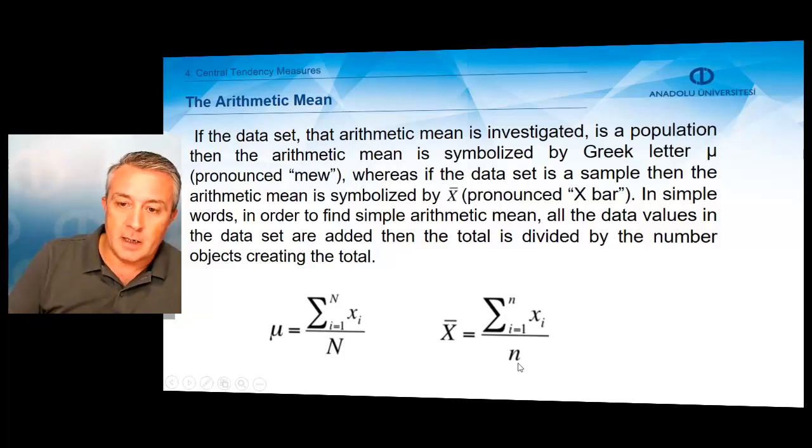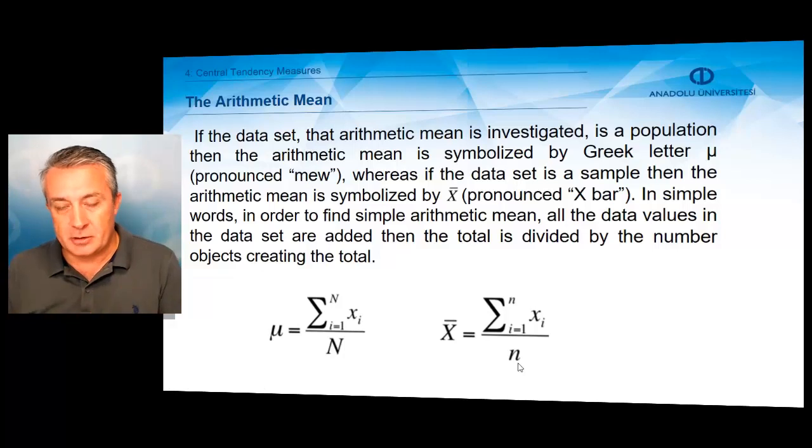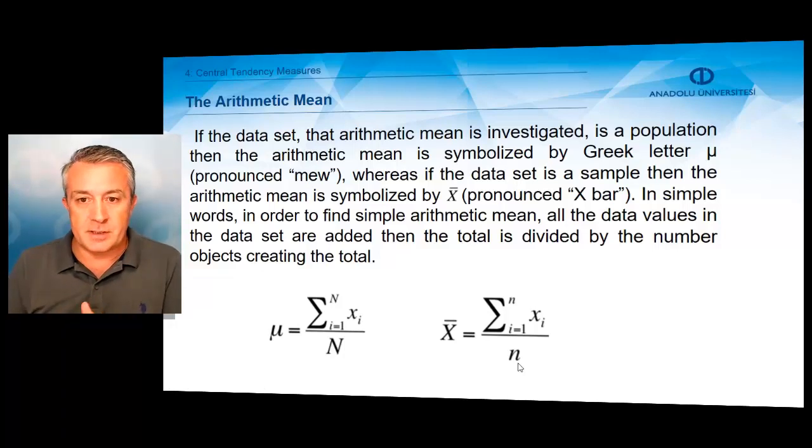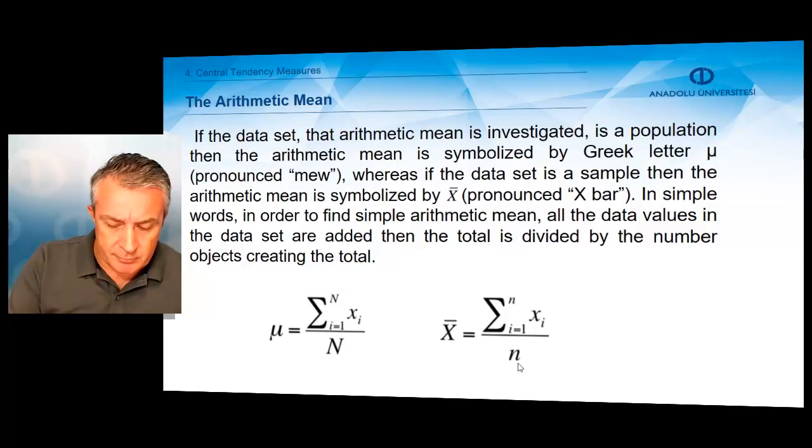So you have 4, 5, 6 as your observations. There are 3 observations. Let's say it's a population with 3 observations. So 6 plus 4 is 10, plus 5 is 15. 15 divided by 3, you will get the population arithmetic mean equal to 5. It's a very simple thing to do. It's not too difficult to calculate.